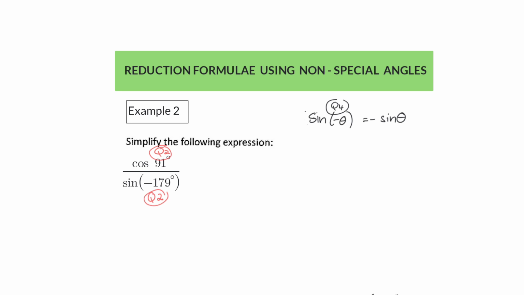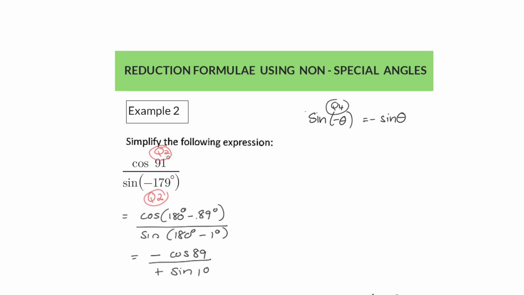Okay, so let's start. So we're going to do cos 91 in the second quadrant. Our default formula is 180 minus something. 180 minus 89 gives you 91. 179 is in the second quadrant. Our default angle formula is 180 minus 1. Okay, so in the second quadrant, cos is negative, so it becomes cos 89. And sine in the second quadrant is positive, so it becomes positive sine 1. Okay, so now we carry on there.